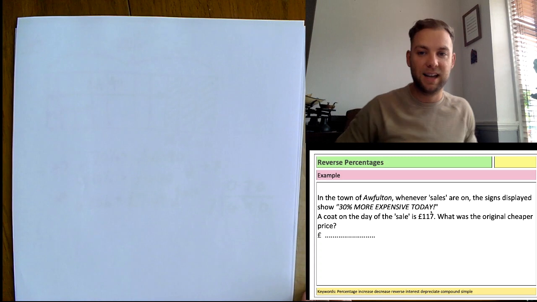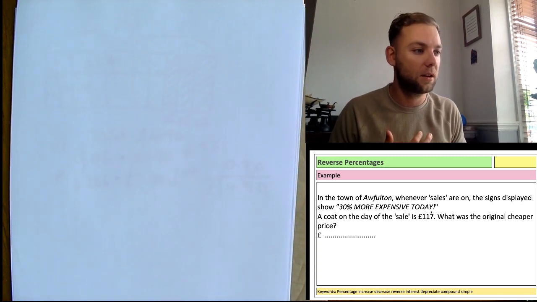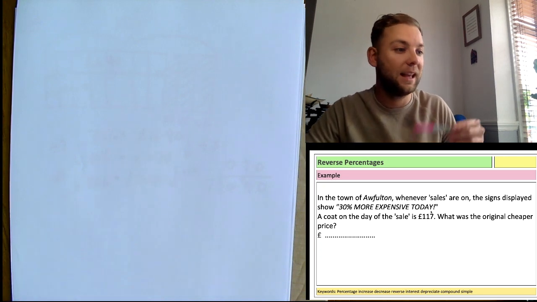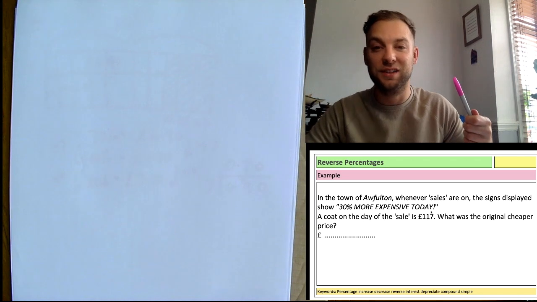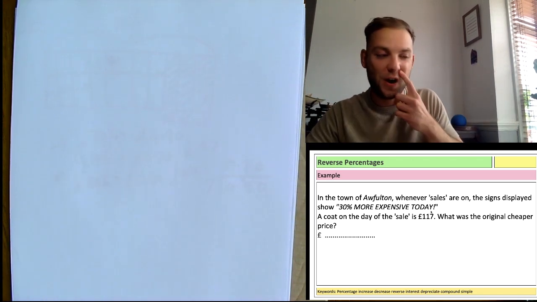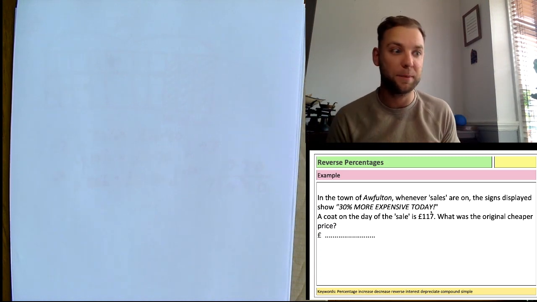So what this is saying here is that a coat has been increased in value. So they're saying it's worth 30% more this time, and that's worth £117. So what was the original cheaper price?